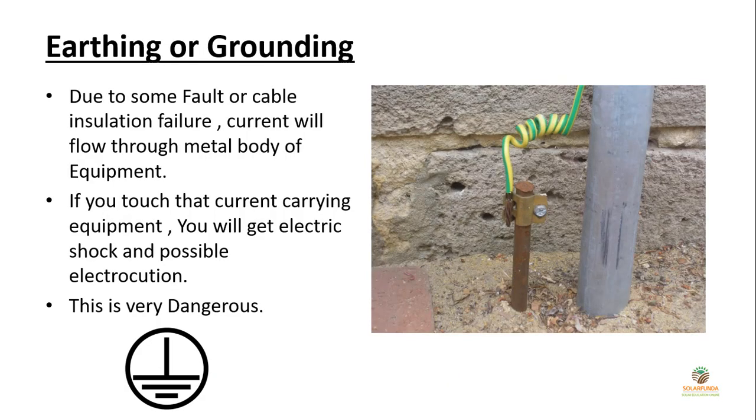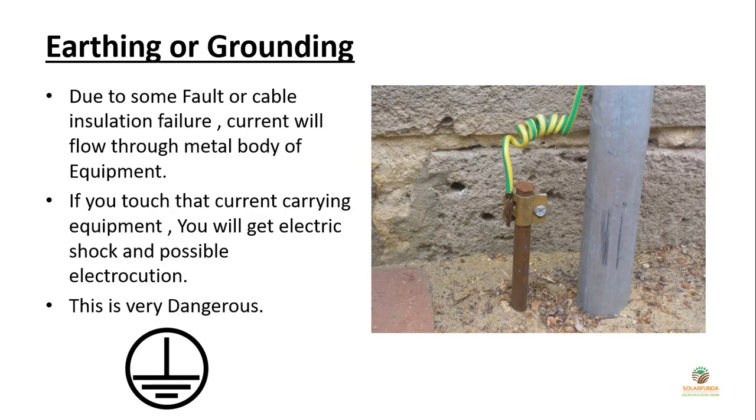Coming to the earthing. You might be familiar with earthing system, but why do we need this thing? Generally, earthing terminal is connected to the metal part of the equipment. If your system is not provided with earthing system and due to some fault or a cable insulation failure, current flows through the metal body of the equipment. And if you touch the current carrying equipment, you will get an electric shock and possibly electrocution because current will flow through your body. This is very dangerous and unexpected as well. So, for preventing us from shock, earthing system is very important in every household equipment.